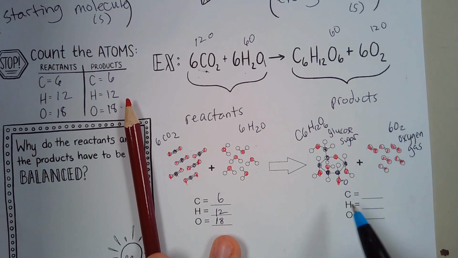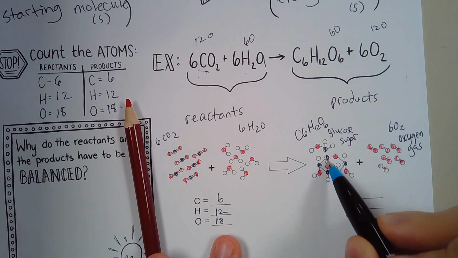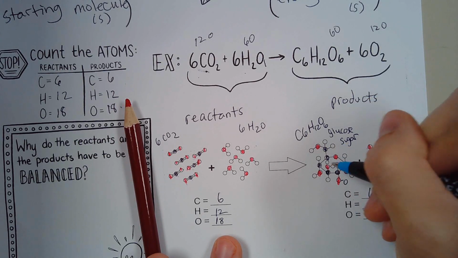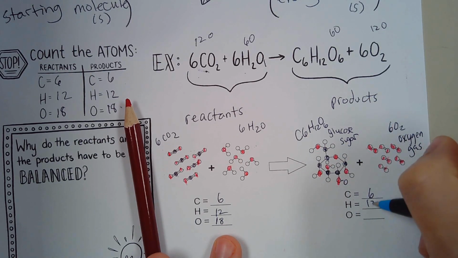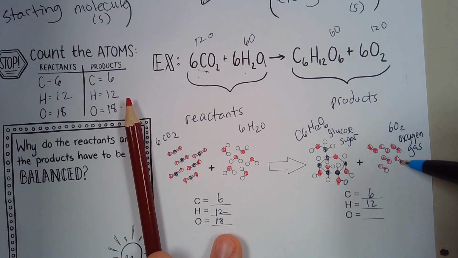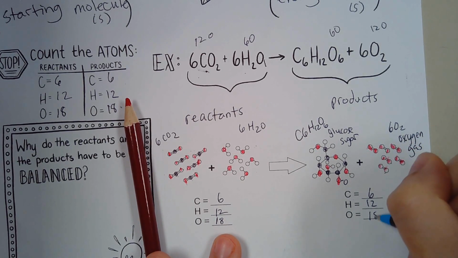If we count, we should be able to get the same. So 1, 2, 3, 4, 5, 6 carbons. 1, 2, 3, 4, 5, 6, 7, 8, 9, 10, 11, 12 hydrogens. And 1, 2, 3, 4, 5, 6, 7, 8, 9, 10, 11, 12, 13, 14, 15, 16, 17, 18 oxygens.